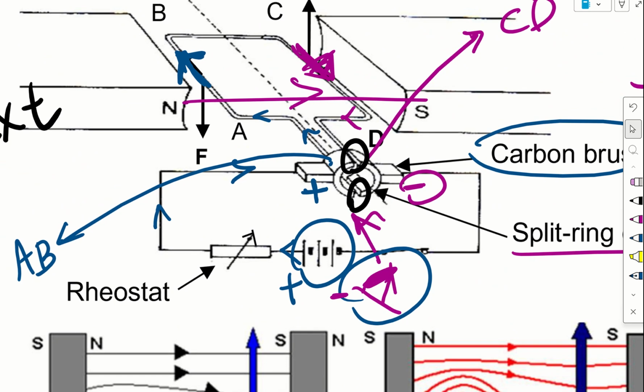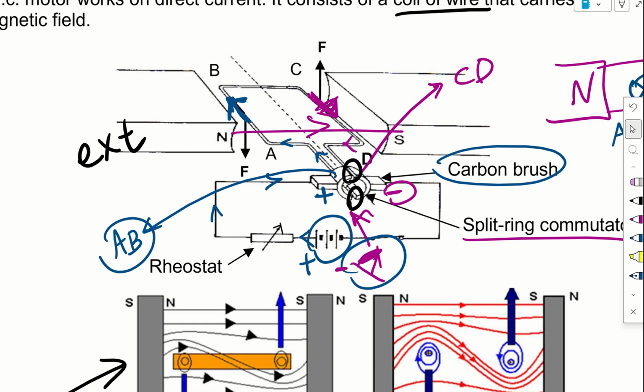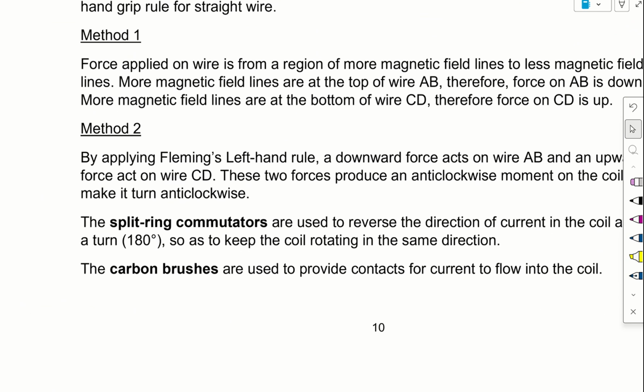Right now, split ring AB is touching the positive. But after turning for a while, it will then come into contact with the negative terminal. Similarly for the split ring of CD, currently, as shown in this diagram, it is touching the negative side. But after turning for maybe half a revolution, it will then touch the positive terminal.